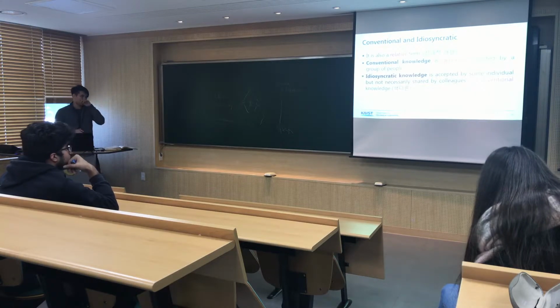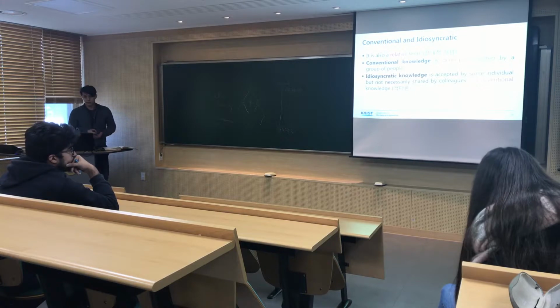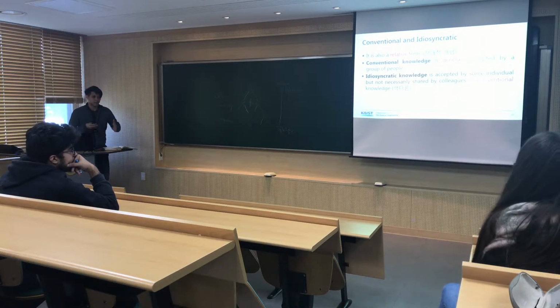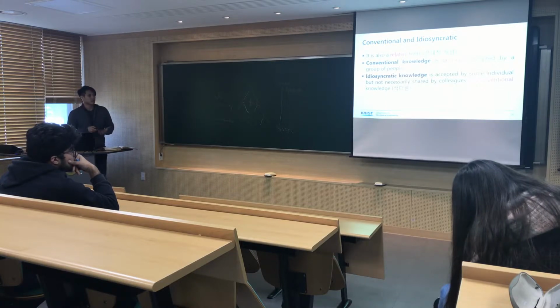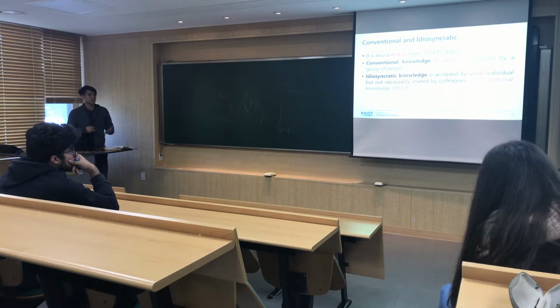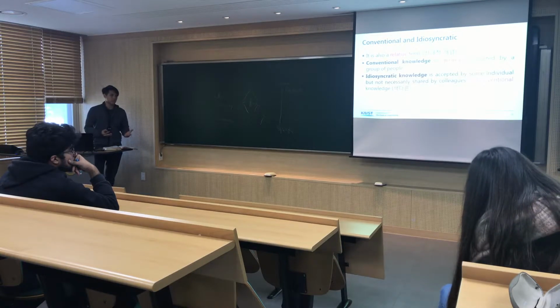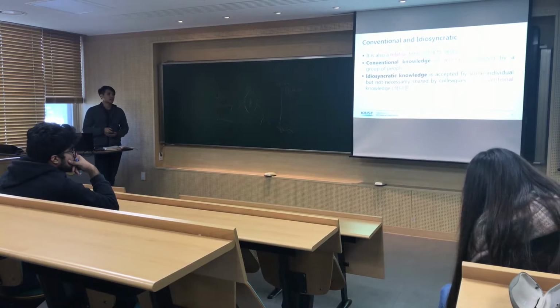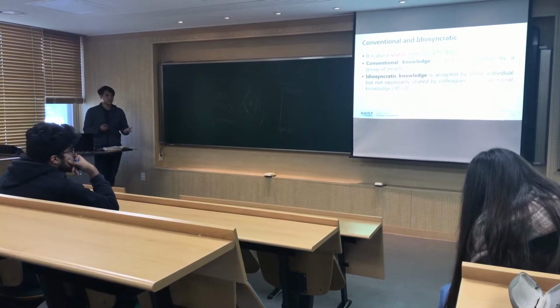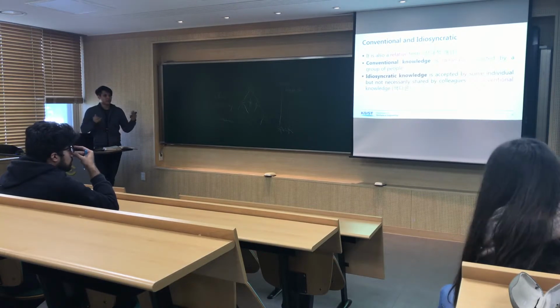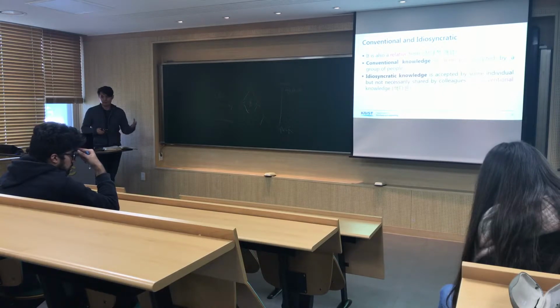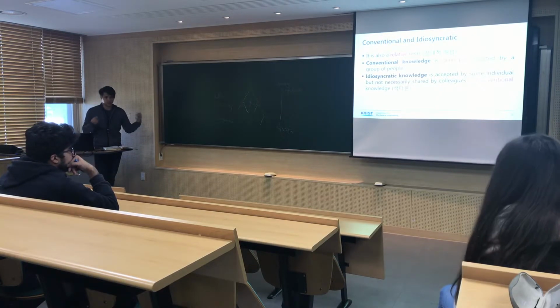The next one is conventional and idiosyncratic. It's also a relative term because design can't be categorized with clear distinctions. Conventional knowledge literally means it's generally accepted by a group of people, a lot of experts, whereas idiosyncratic knowledge is accepted by only some individuals, but not necessarily by everyone. For example, conventional knowledge could be that solar panels can be a good source of alternative energy. That's conventional knowledge that a lot of engineers and designers know and follow.